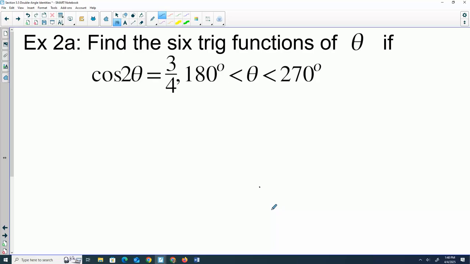All right, I want all 6 trig functions of theta. So I flipped. The last one we were finding 2 theta. This time we're finding theta. But I have some information. I'm telling you that cosine of 2 theta is 3/4.